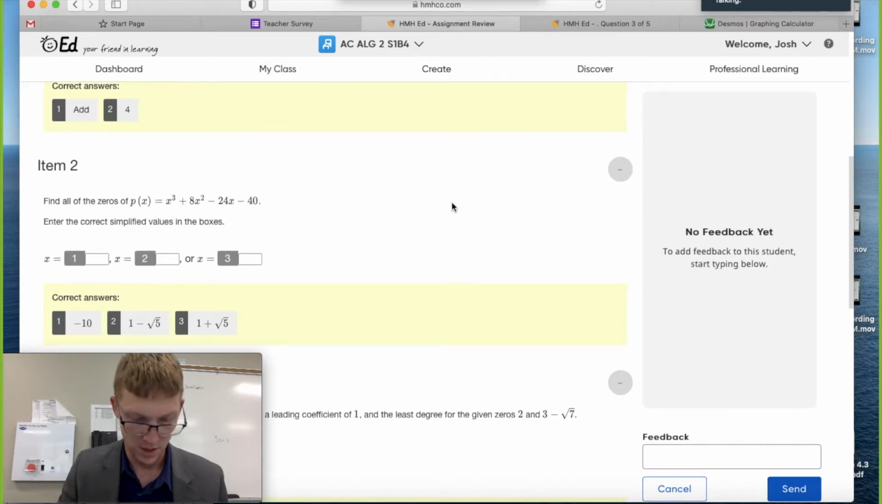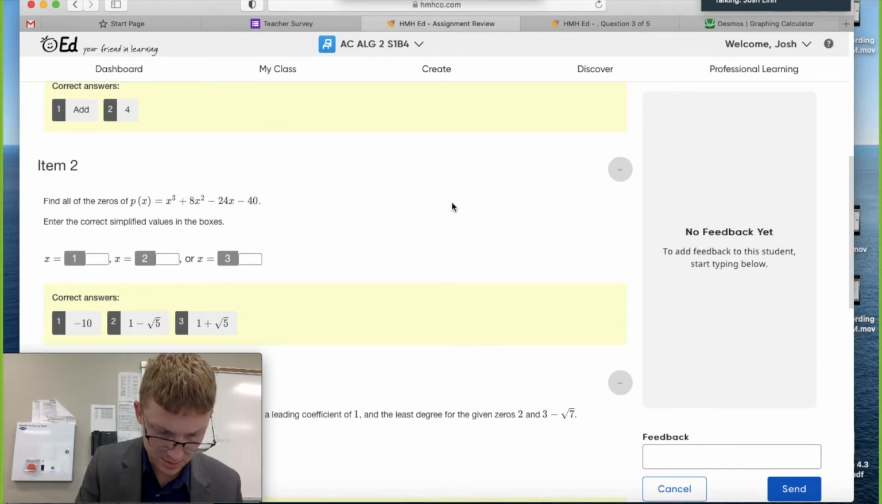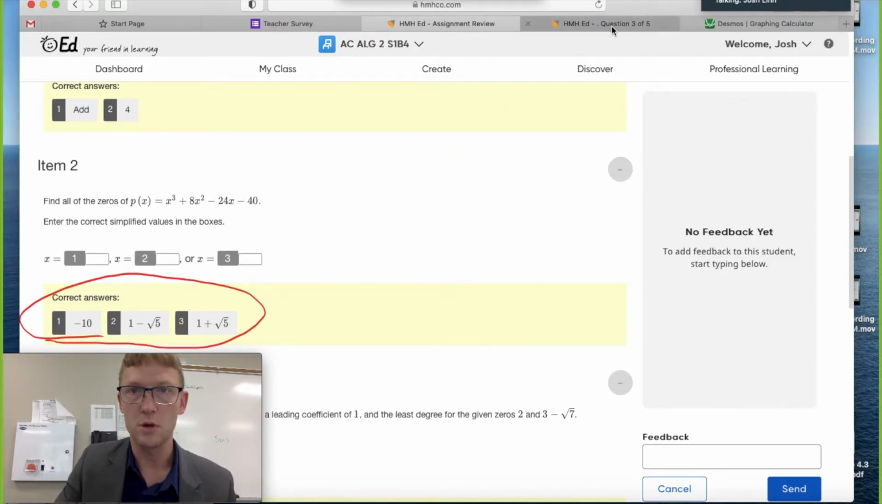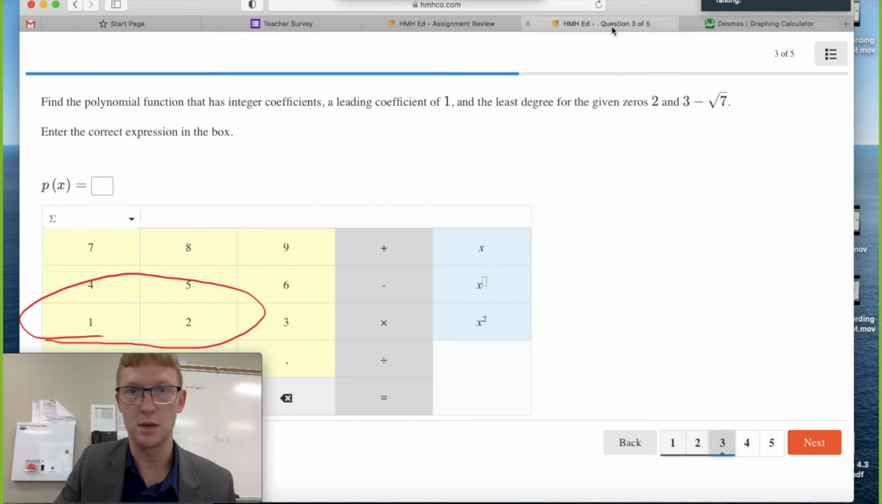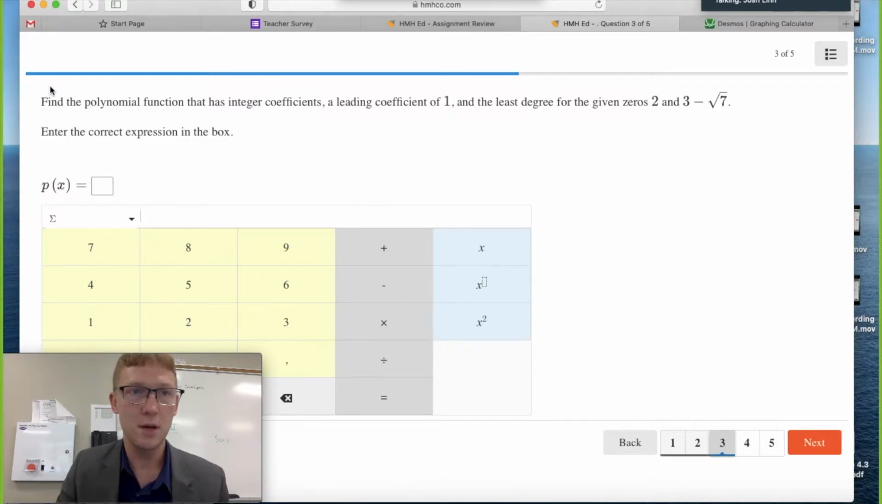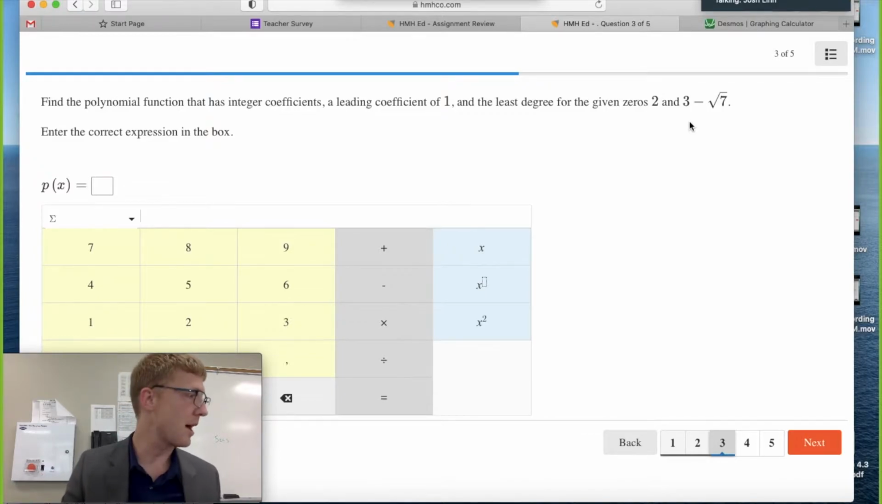Hey, so I just looked at the answers. Here they are, which is exactly what we had, so good job. So we're going to move on to question 3. In question 3, find the polynomial function that has an integer coefficient with the given zeros. We're going to be doing the exact opposite. So we have the zeros, now we need to find the polynomial function.